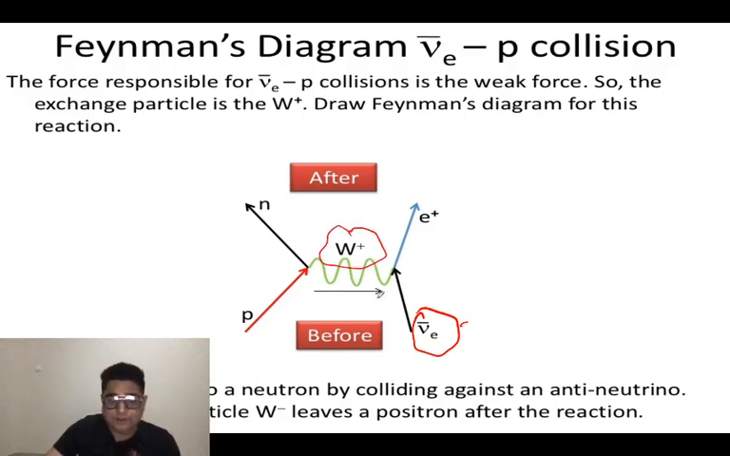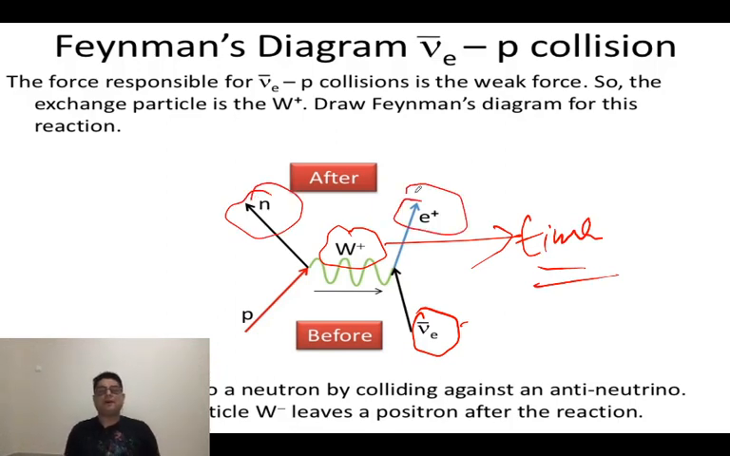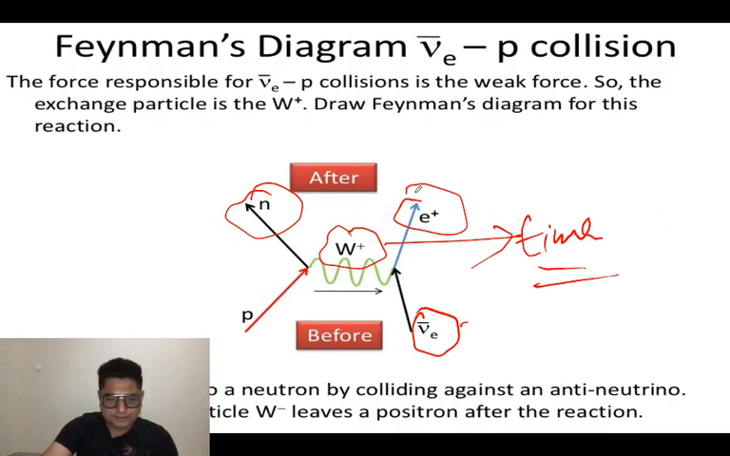The W plus boson tries to move along the direction of the flow of time, and neutron and positron pairs are produced as a result. So this is how it happens, and in the final one you can see the exchange particle W minus boson leaves a positron after the reaction.